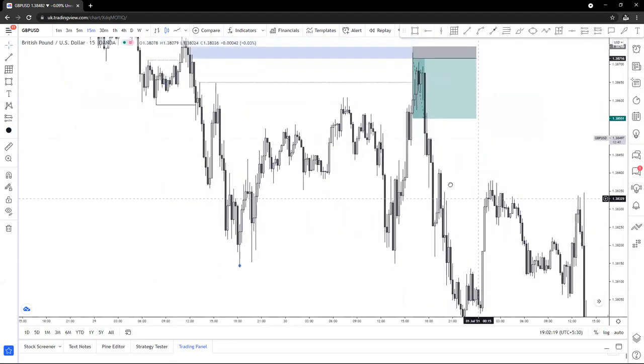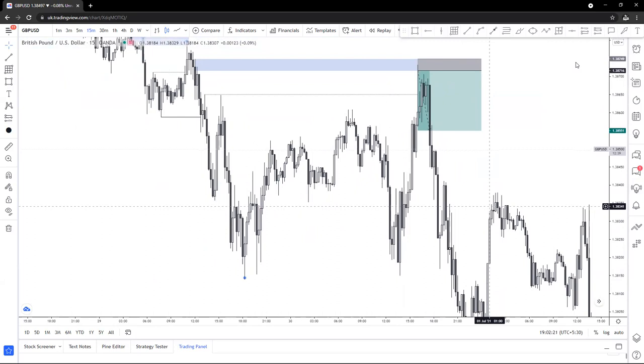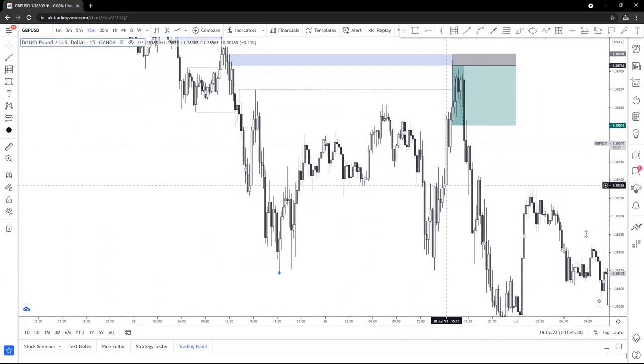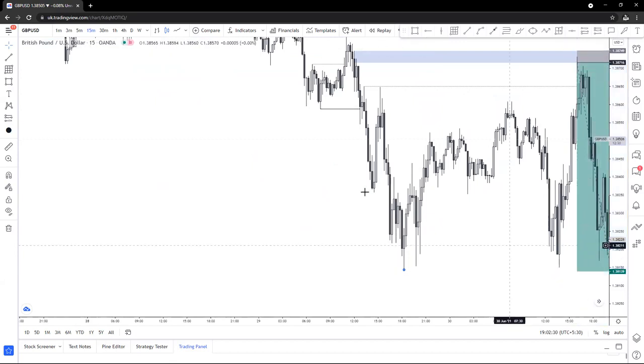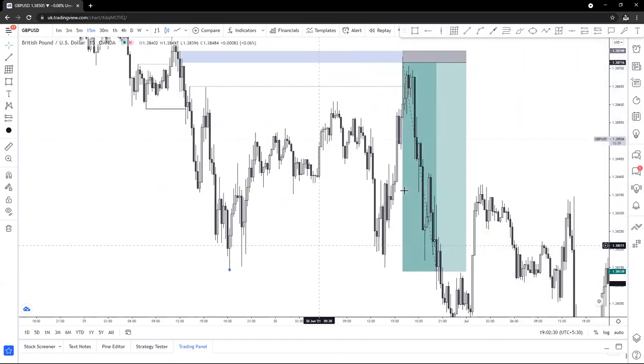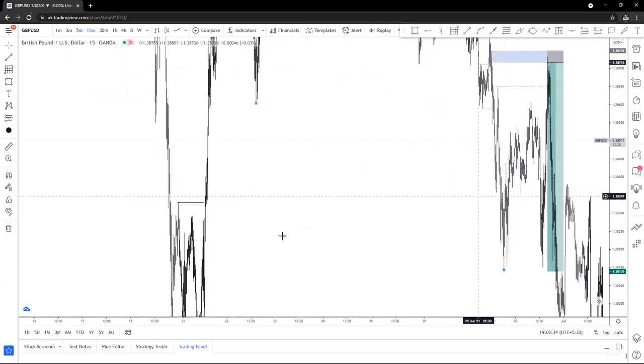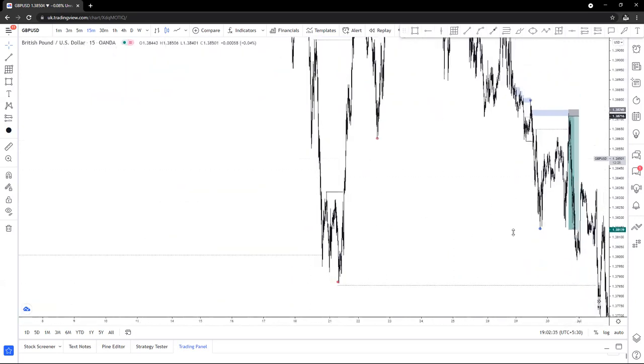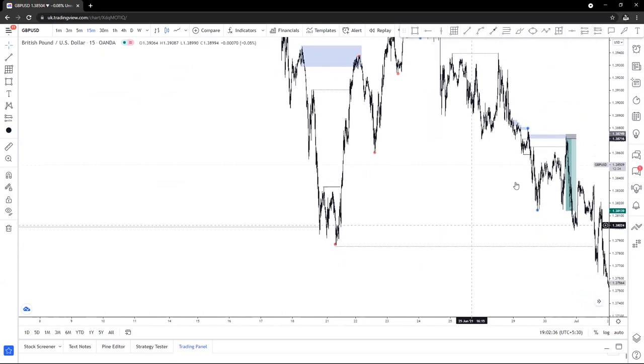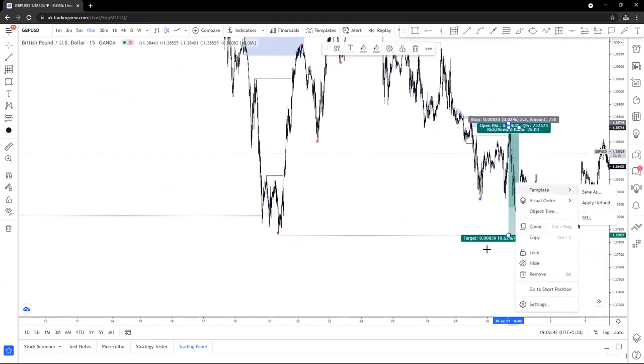Now if we enter here, where will we exit? External range liquidity. That's it. You see that? That's a 1 to 17. And then on the higher time frame, this is our target. See that? So 1 to 26. So that's how we do it.